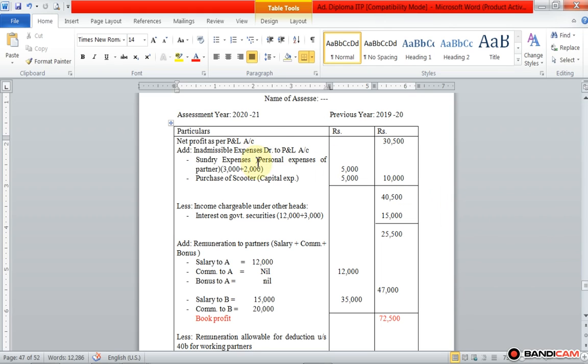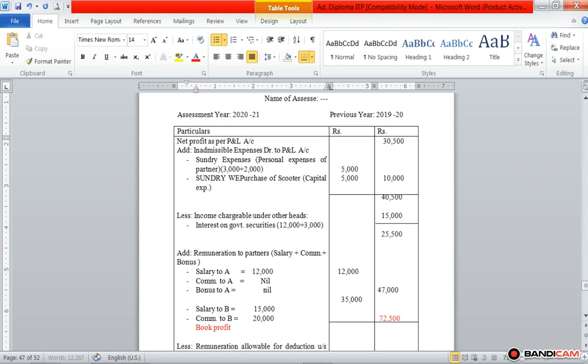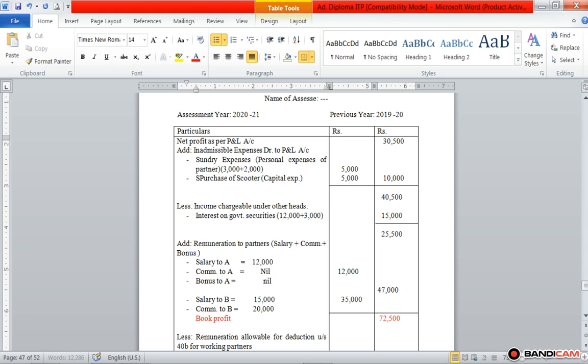सन्ड्री एक्सपेन्सेस इन्क्ल्यूड्स पर्सनल एक्सपेन्सेस ऑफ पार्टनर, दॅट इज 3,000 प्लस 2,000. दोन्ही पार्टनरचे मिळून 3,000 आणि 2,000, 5,000. आणि स्कूटर खरेदी केली त्याचे 5,000. परचेस ऑफ स्कूटर ते सुद्धा सन्ड्री एक्सपेन्सेसमध्येच इन्क्ल्यूड आहे. आता लिहिण्याची गरज नाही, पूर्ण चार्ट इथं डिस्टर्ब होतोय, त्यामुळे मी लिहित नाही. परंतु स्कूटर खरेदी केली त्याचे सुद्धा 5,000 सन्ड्री एक्सपेन्सेसमध्ये इन्क्ल्यूड आहेत.